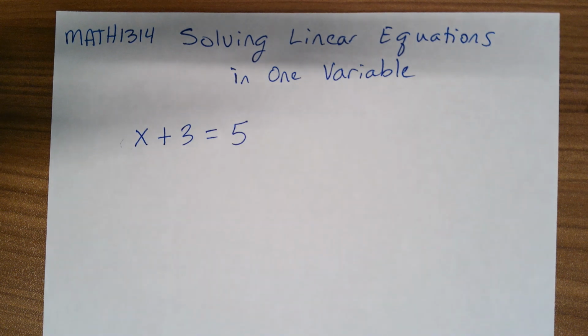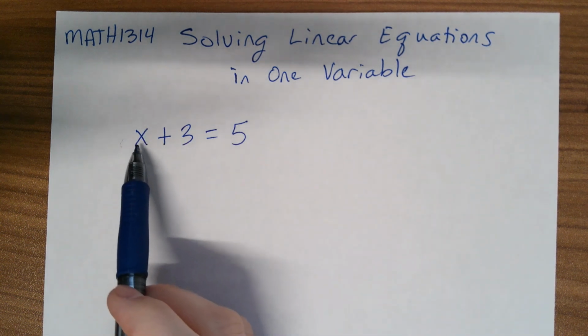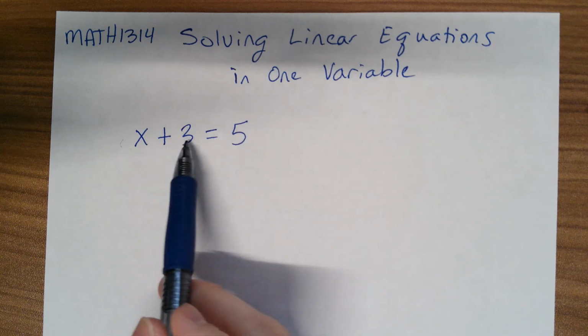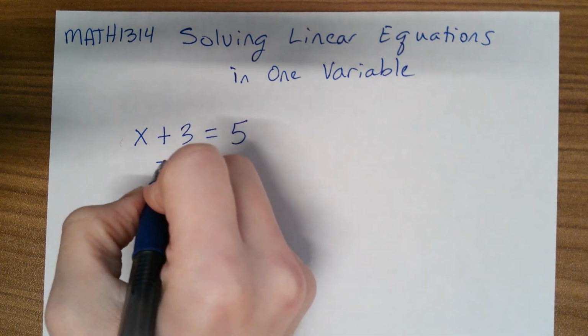To solve a linear equation means to get the variable all by itself on one side and all the plain numbers or constants on the other side. And we will use addition, subtraction, multiplication, and division to accomplish that. We decide which operation to use by looking at what operations are going on inside the problem. So here I'm adding 3 to the x, and I want to get the x all by itself. So the operation being used is addition. To get rid of that, I'll use the opposite operation. So instead of adding 3, I'm going to subtract 3.